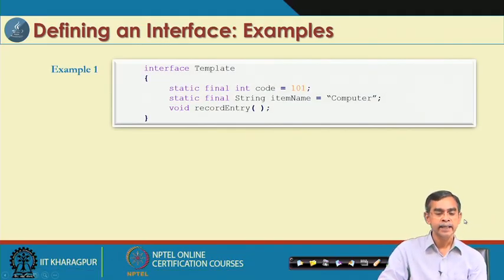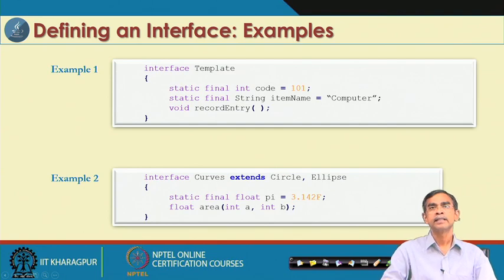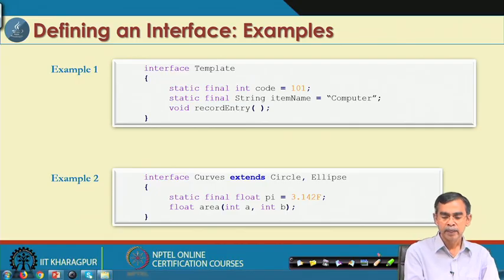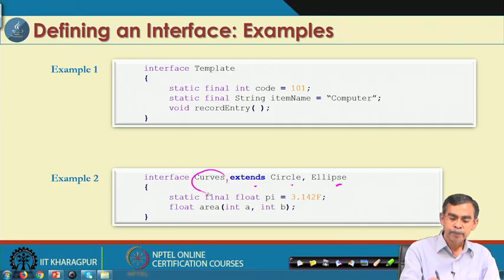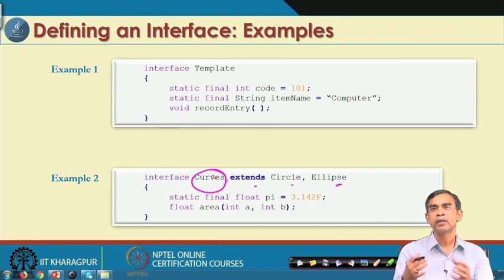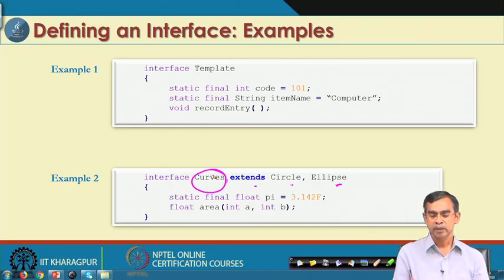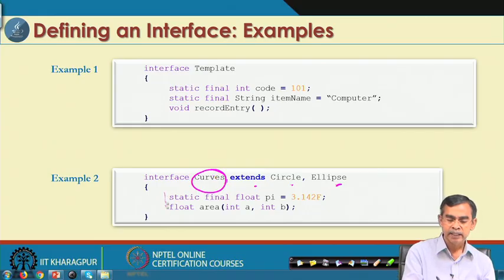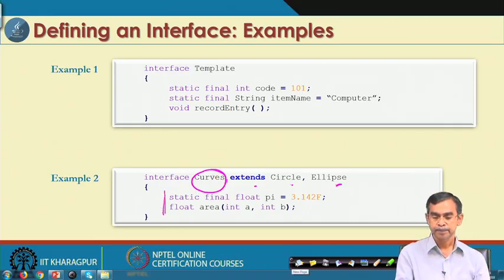Okay. Now, this is another example. We can declare here a template, an interface, a similar kind of thing. It is basically a template, and using this interface we can create classes. Here we can see in this example the name of the interface is curves, and it extends circle and ellipse. That means curves is an interface which extends circle and ellipse types. That means these curves will include all the features which are there in both circle and ellipse, and in addition to this it has its own methods, all these things like this.